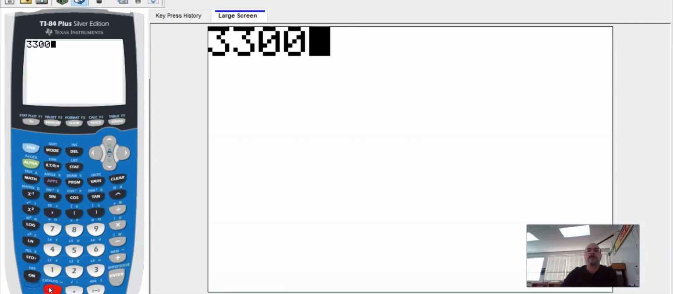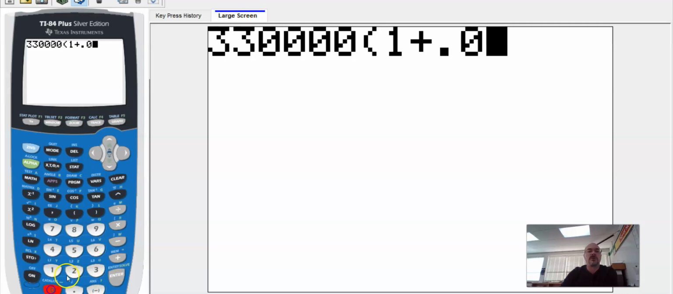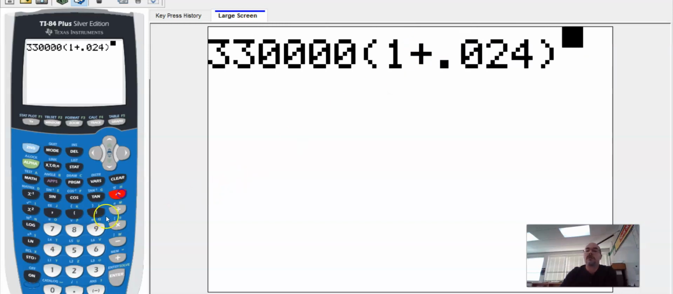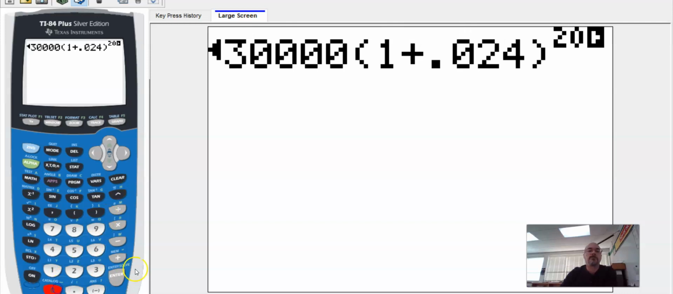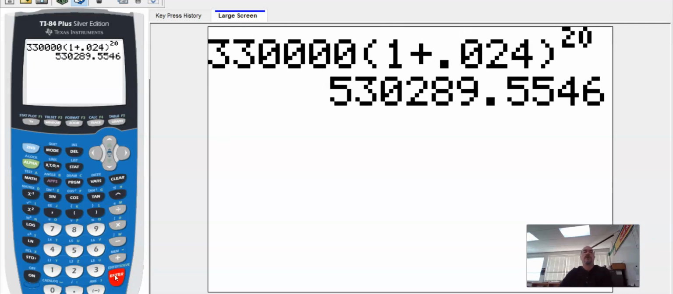330,000 times 1 plus 0.024. Now, ladies and gentlemen, you don't need the 0 in front of the decimal if you don't want, and you could actually leave this plus sign off. You could go 1.024. All right, I'm going to close it to the 20th power. So the population is 530,200, I'm going to round it, 90.